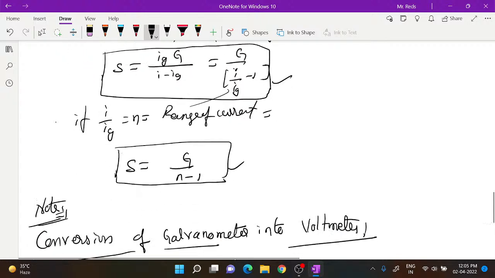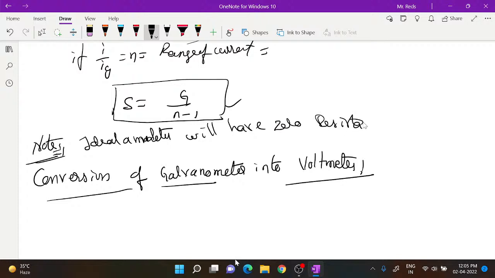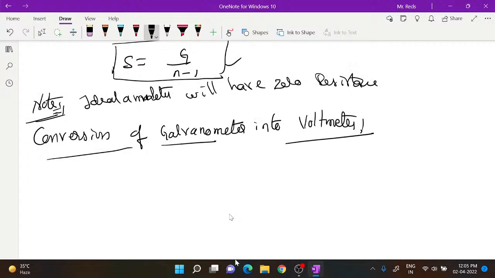So we can say the ideal ammeter will have zero resistance, whereas the ideal voltmeter will have infinite resistance. That means no current should pass through the voltmeter. Only then will it give the correct or accurate value. That's why it is used to measure potential differences more accurately.